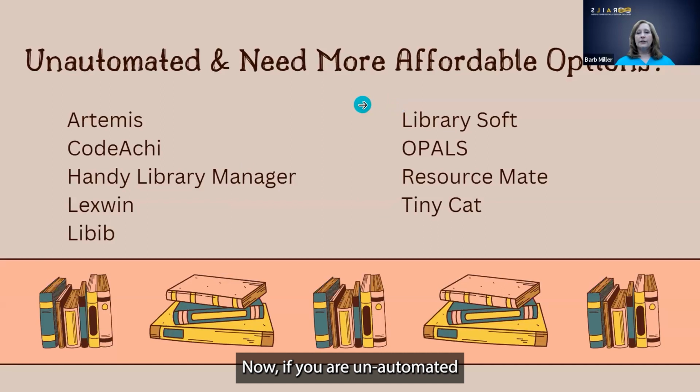Now, if you are unautomated or you're looking for another option or something more affordable, these are all software options out there that cost $1,000 a year or less. I have not used any of them. I have looked into LibBib. I'm on my local area school board, and we were talking about library software. LibBib has an option that I believe is under $1,000. It might even be like $100 a year.